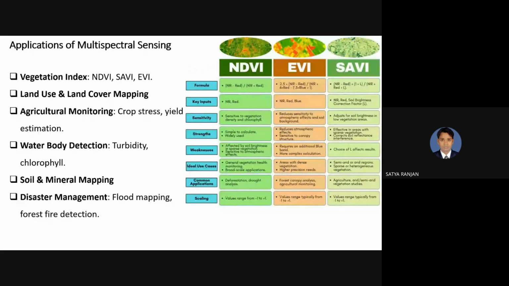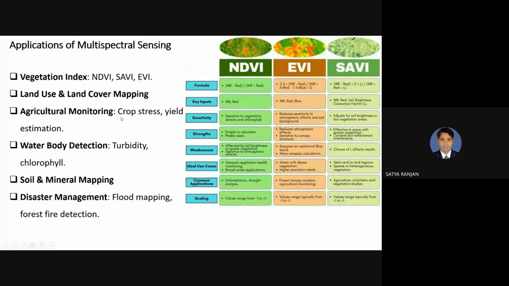For healthy vegetation estimation, NDVI calculations are used. Then EVI is also one of the examples. Then SAVI, soil adjusted vegetation index, is used for soil mapping, and so used for general vegetation and soil characteristics estimations.